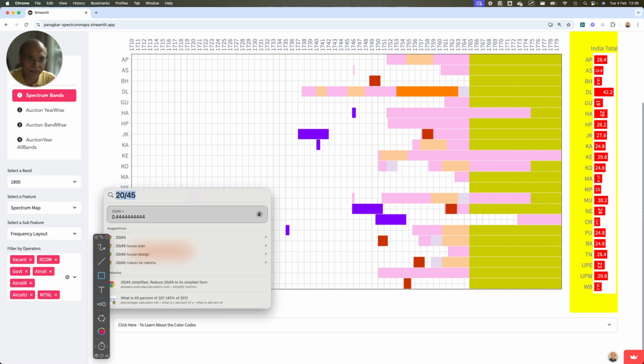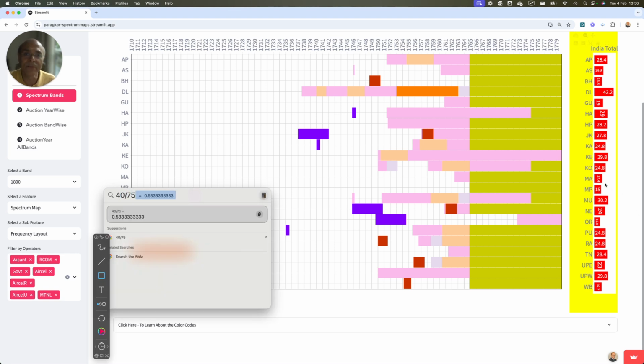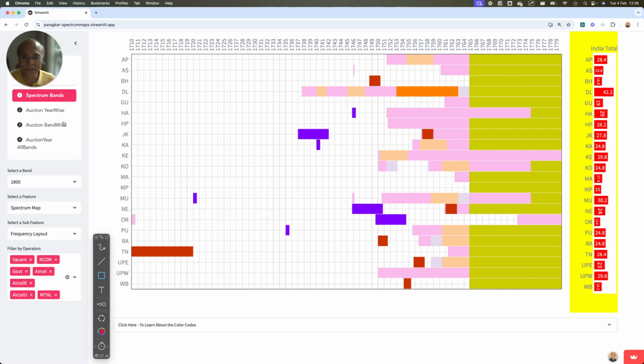You see, in some places as high as 30 megahertz. So if I do the math, and say 40 megahertz out of 75 megahertz, you'll say 53% of the spectrum band is lying waste in some circles. In some circles it is 30 megahertz. Then how much is it? It is around 40% of the spectrum band lying waste. So this is the story of the 1800 megahertz spectrum band.